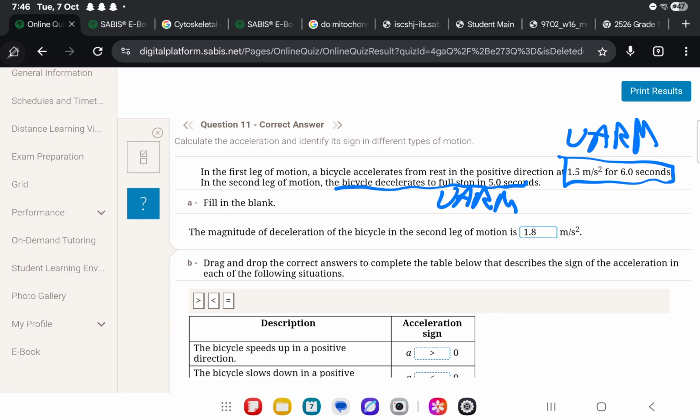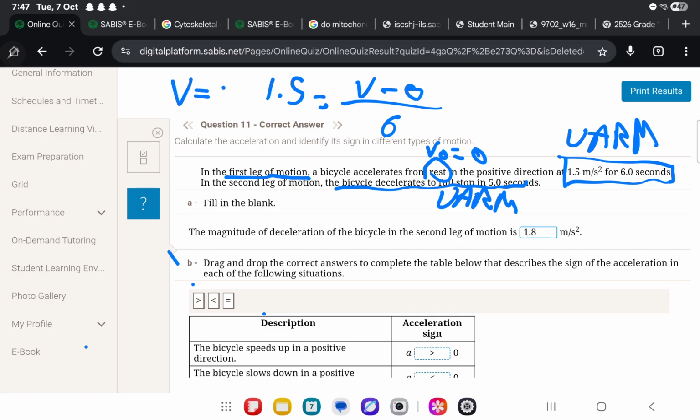So the magnitude of deceleration of the bicycle in the second leg of motion. We're only concerned about the second leg of motion. We just need the deceleration, right? For the deceleration, we need to find the velocity. We have the final velocity, we don't have the initial. How do we find the initial? We can find it from the first phase, right? They told us the first leg of motion, it accelerates from rest. So what does that mean? V0 is equal to 0. We have acceleration, we have time, so 1.5 meters per second squared equals V minus 0 over 6. Multiply 6 times 1.5 to give you V. 6 times 1.5, 9. So V here is equal to 9.